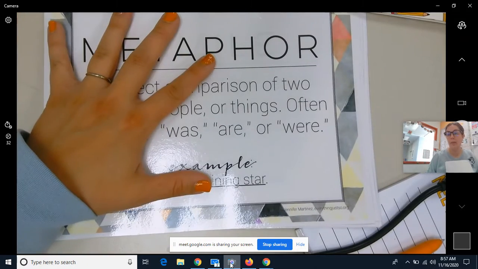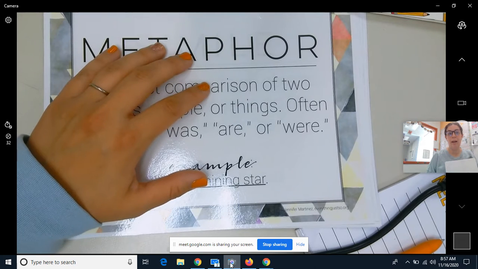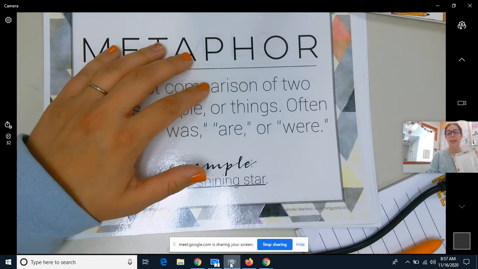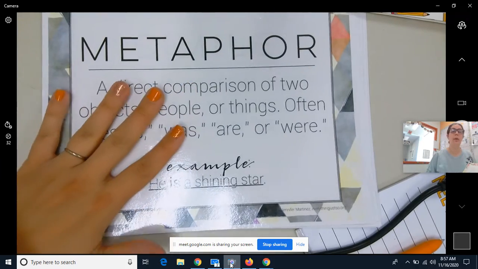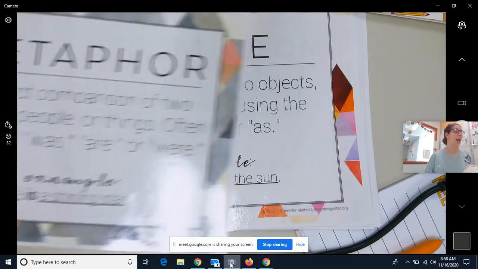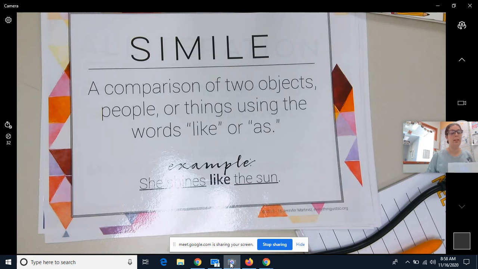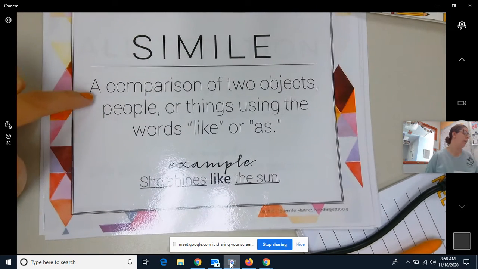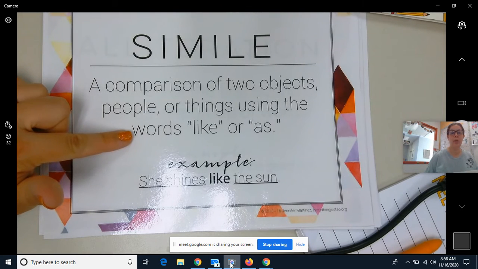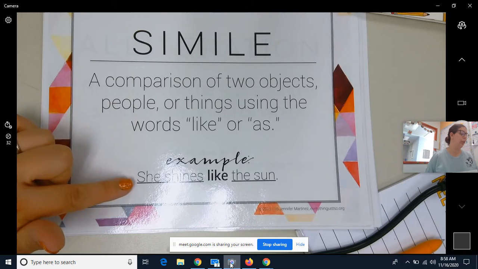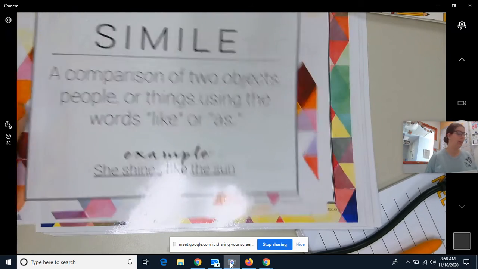Now, we're getting into figurative language here. These are definitions for that. You'll see a lot of figurative language in poetry. So that's why we're doing these two things together. You already know what a metaphor is, and you know what a simile is. This week, we're going to go deeper into some other things as well. So simile, comparison of two objects, people, or things using the words like or as. The example, she shines like the sun.